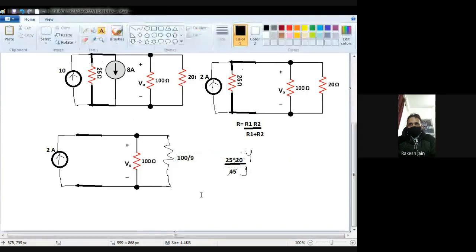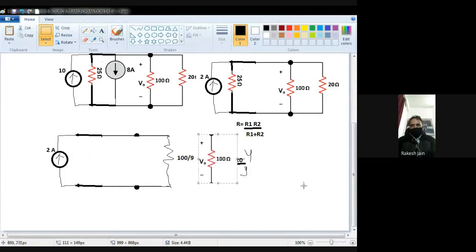Okay, now we can draw this either way, because both resistors are in parallel, 100 ohm and 100 divided by 9 ohm. We can say like this one or like this one, the same thing, no problem. Once again they are in parallel. Both are in parallel.